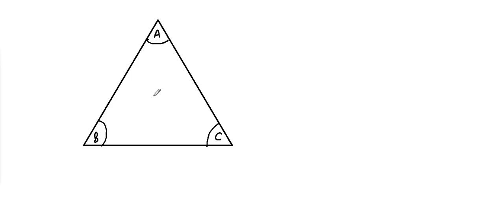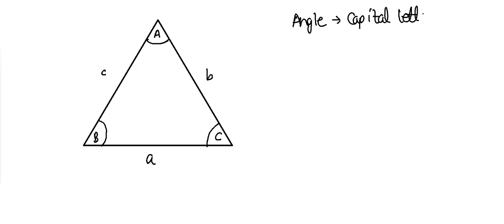Sides are denoted, when we're studying triangles, as opposite to their corresponding angle. So if this is angle A, this will be side A. If this is angle B, this will be side B. This is angle C, this will be side C. So an angle is generically shown by a capital letter, and a side is shown by a small letter. Okay, first things first.